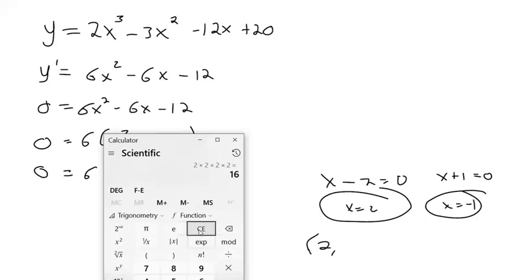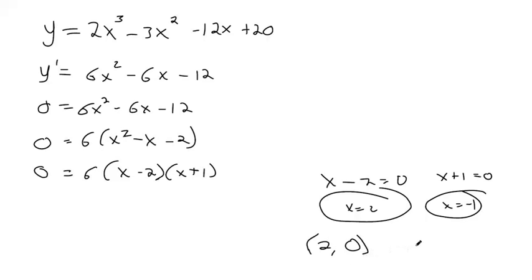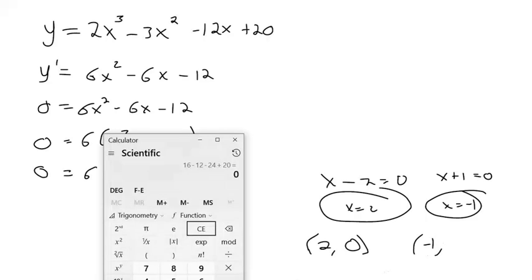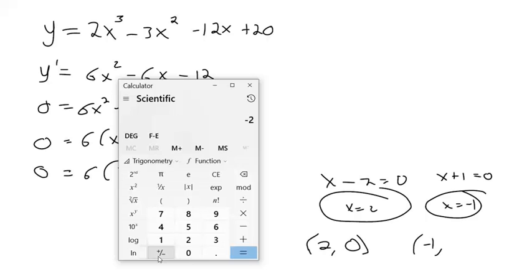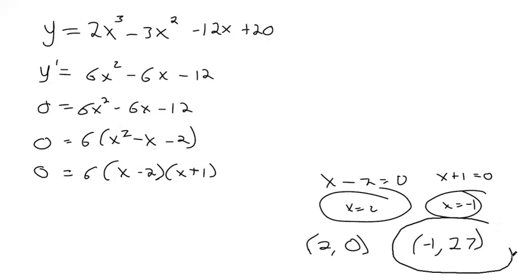They wanted the points. So that's 16 minus 12 minus 24 plus 20. So I got 0. Is that right? Yeah, okay. I plugged in 2 for the x-coordinate and got 0 for the y-coordinate. If I plug in negative 1, so I got negative 2, it's going to be minus 3 plus 12 plus 20. I got 27 for this y-coordinate. So those are the points where the tangents are parallel with the x-axis, in other words, where the slopes are 0.